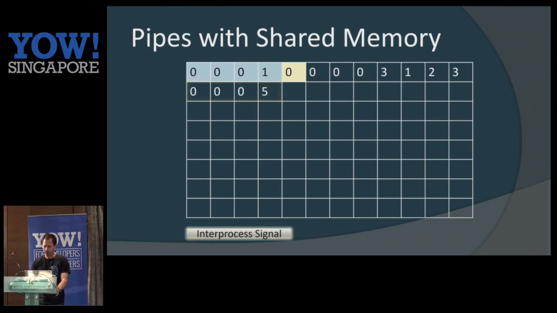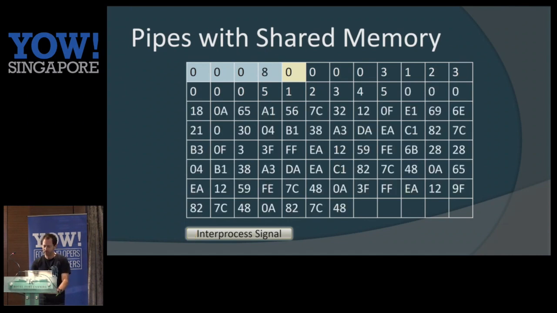So we'll write the length prefix, we'll put the 5 bytes, and we'll increment that now to 2. The other will flash the inter-process signal, and this process will repeat. The other one can read it. And eventually, we're going to fill up that block.